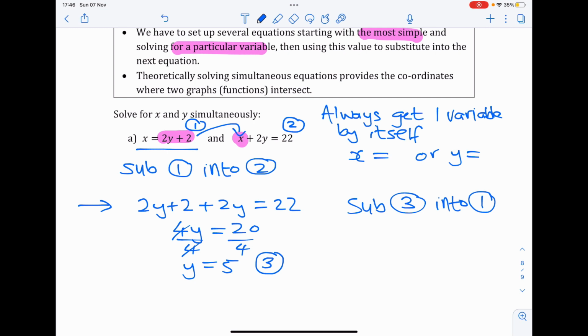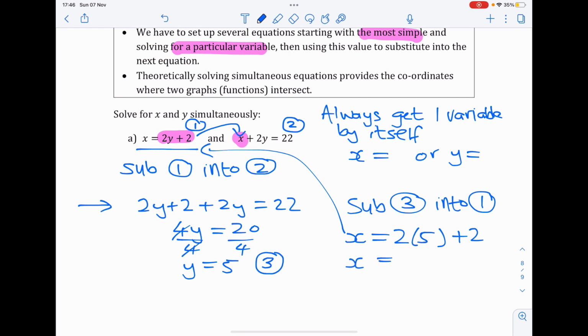So instead of a y, we're going to put 5. So x is equal to 2 times y, which is 5, plus 2. And I'm getting this from equation 1 over there. So x is equal to 10 plus 2. x is equal to 12. You can also then write your answer as a coordinate. So your x is first, your y is second, and that's your answer.